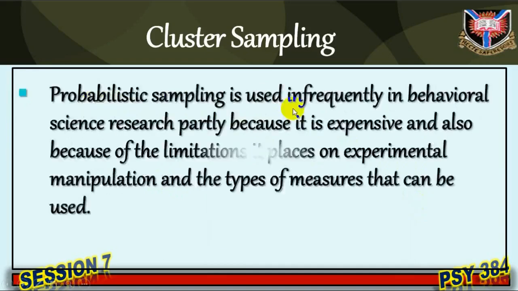Probabilistic sampling is used infrequently in behavioral science research, partly because it is expensive and also because of the limitations it places on experimental manipulation and the types of measures that can be used.